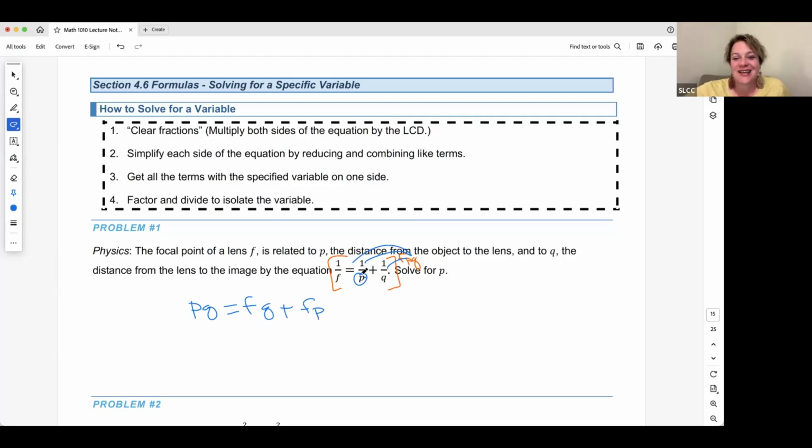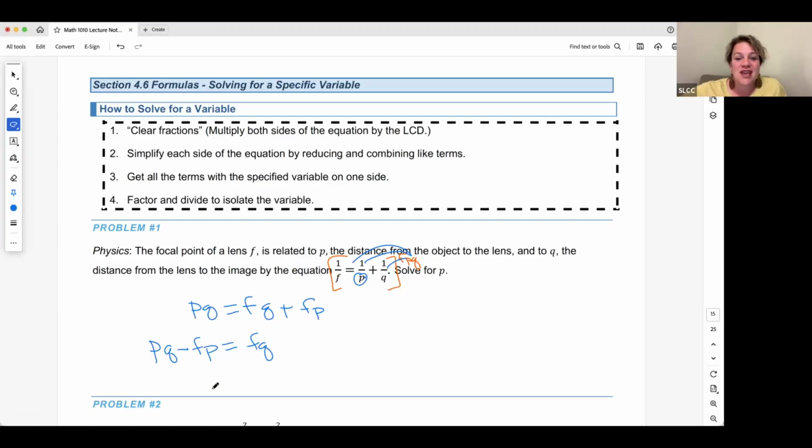Now, this is what I was talking about. Move all the terms with the letter that you're looking for to one side. I'm looking for P, and I see two terms that have P. So I'll take them to the left. So PQ minus FP is equal to FQ.